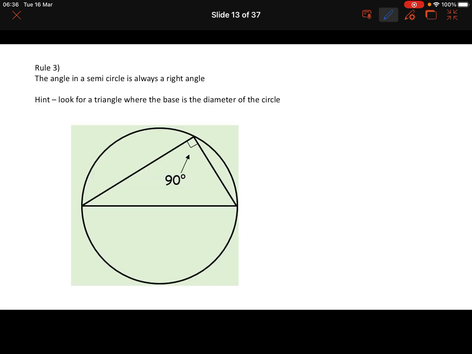The angle in a semicircle is always a right angle. Okay, so if you've got a line that is the diameter, so it's not a chord, it's a diameter. I mean, a diameter is a kind of chord, but specifically it's the diameter. Then we make any angle from that diameter, it's going to be 90 degrees. So even if I do it like this, then that angle is going to be 90 degrees, okay?